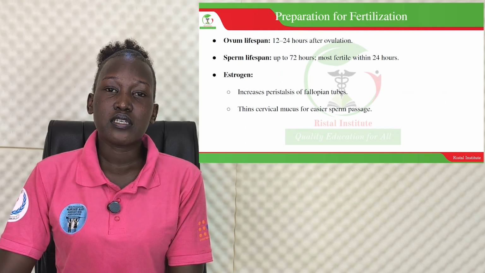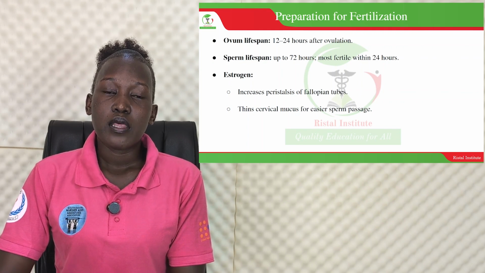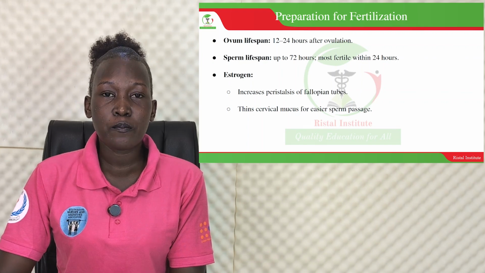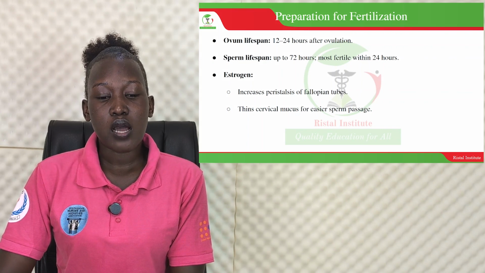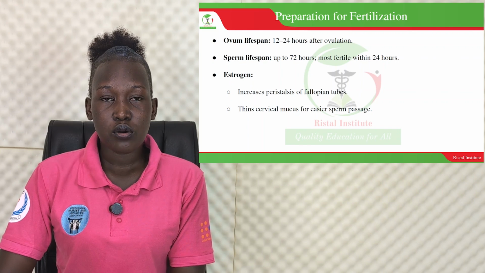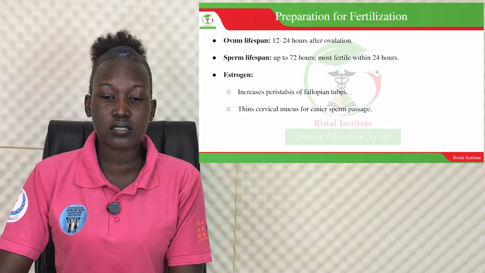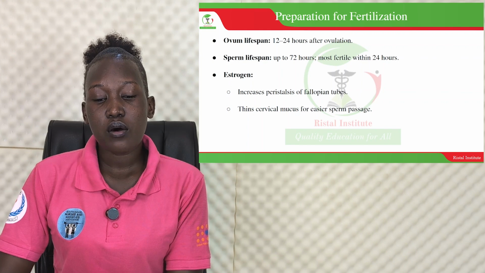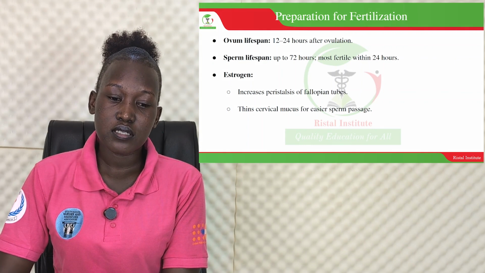After the egg has been released from the ovaries, it stays for about 24 hours before it begins to degenerate. Then we have the sperm lifespan of up to 72 hours. There is a reason why the sperm lasts longer than the egg. We shall look at it when we are looking at details of fertilization. The most fertile hours of the sperm are also within 24 hours.